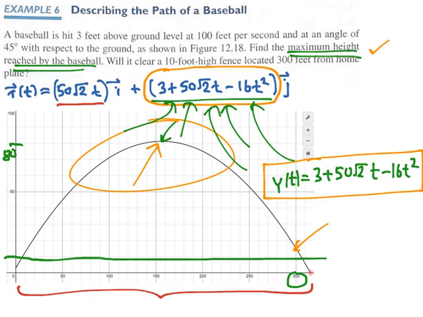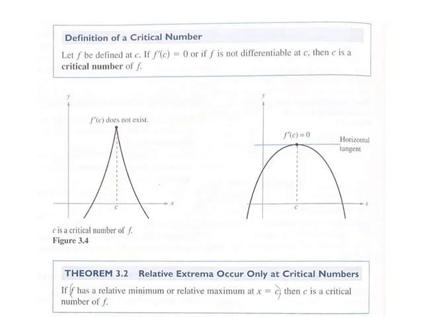So how do you find a relative maximum of a real valued function? Let's review some things that we learned in Calculus AB. We begin with reviewing this concept here that you learned in Calculus AB, stated as Theorem 3.2. Relative extrema occur only at critical numbers.